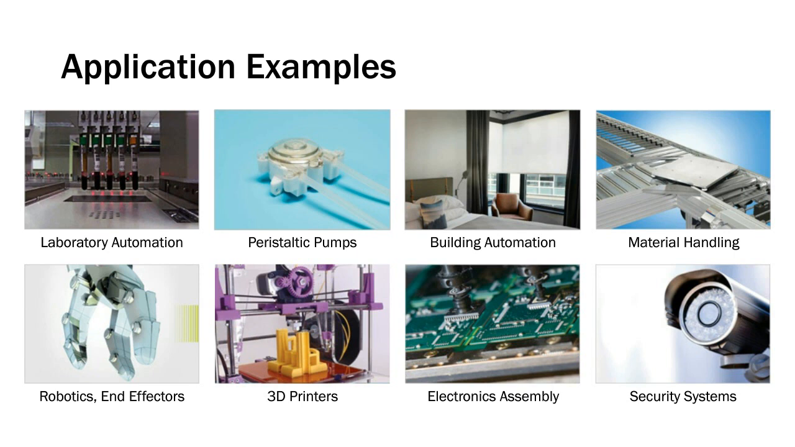Material handling, gate controls, lever controls, robotics, end effectors, electric grippers, things like that. There are quite a few. 3D printers is a popular place for step motors. Electronics assembly, any place you're inserting, clamping, rotating, orienting, things like that. And then, of course, security cameras, pan, tilt, zoom. These are some of the industries that are adopting this technology already.